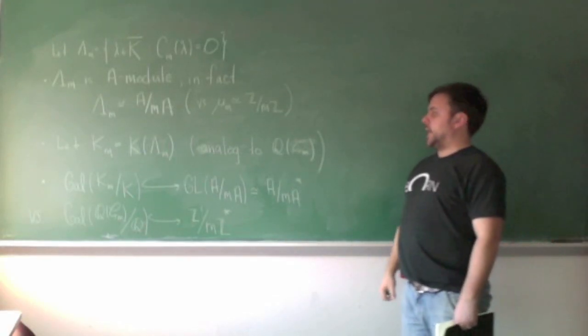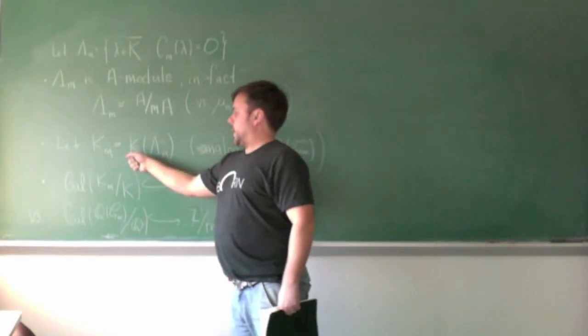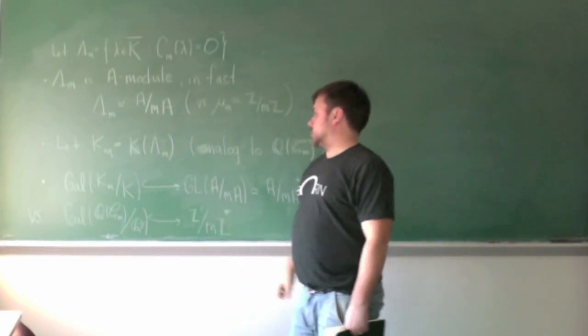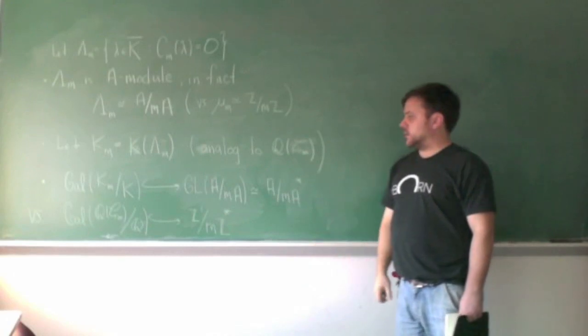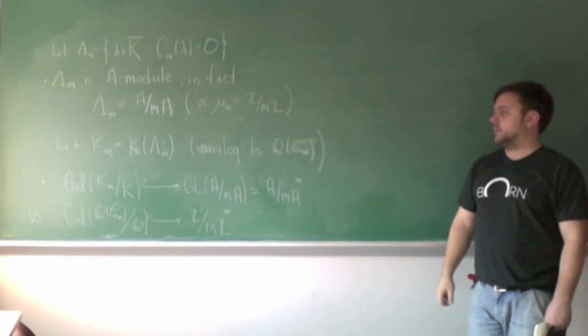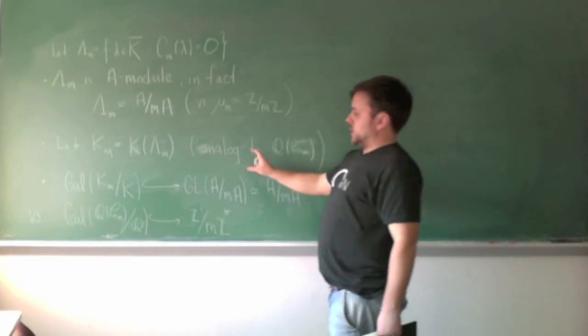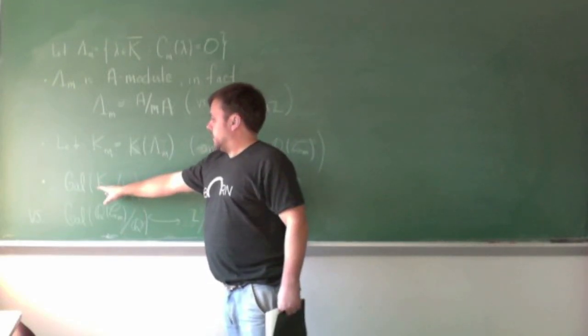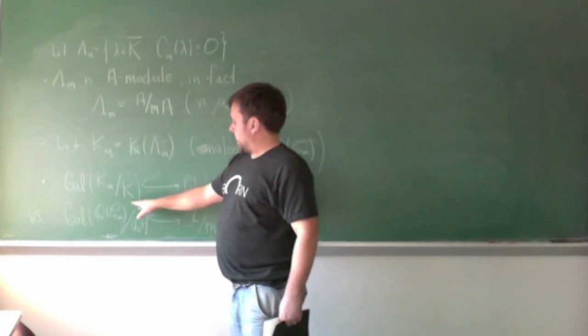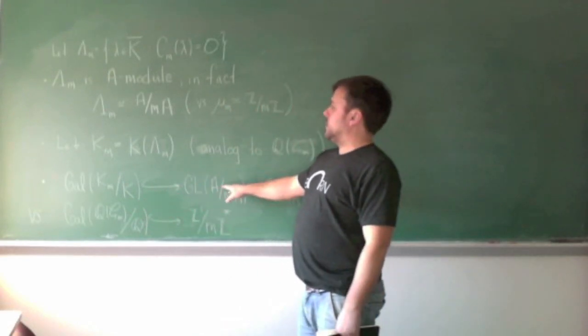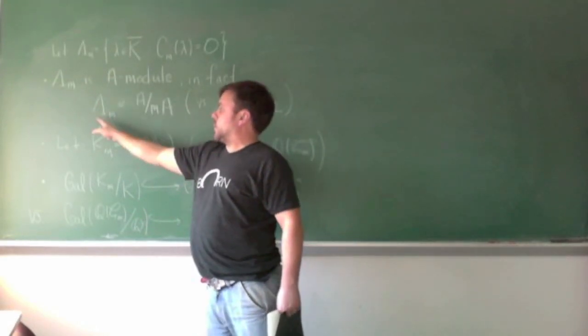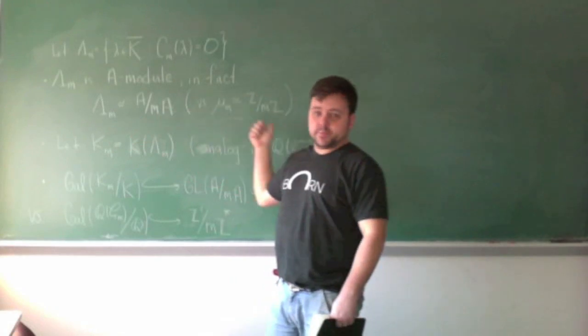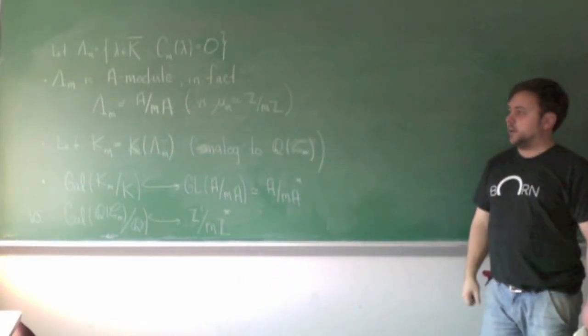Then we let K sub m be K adjoined lambda m, these torsion elements, and that's going to wind up being our analog of Q adjoined zeta m. When you look at all this, it's not too hard to realize that the Galois group of K sub m over K permutes these elements around and fixes the base field, the same as in the number field setting.